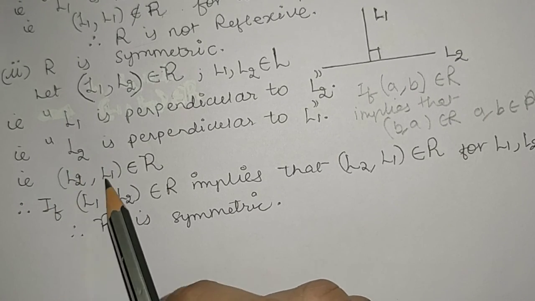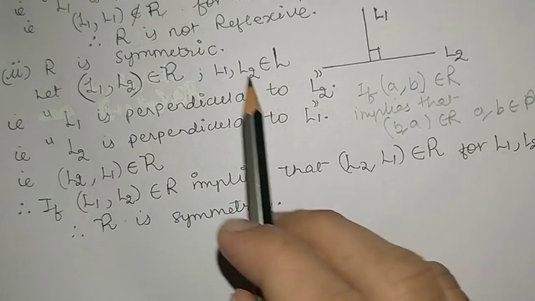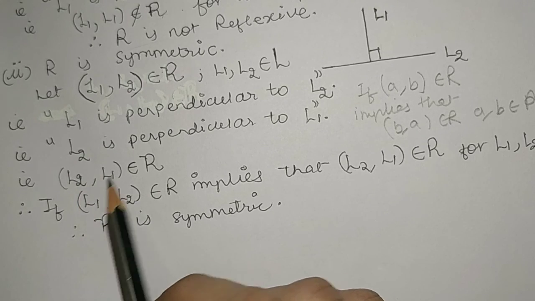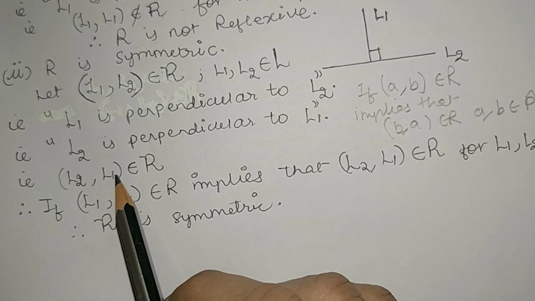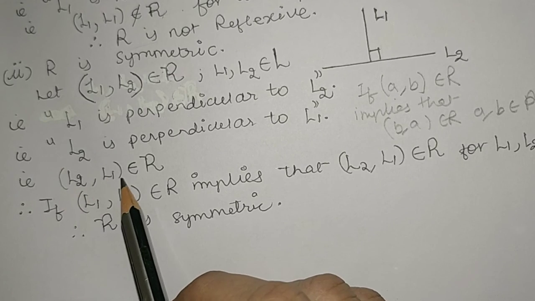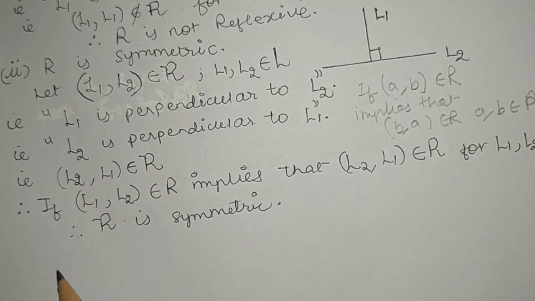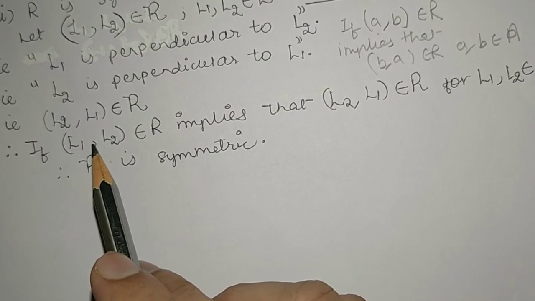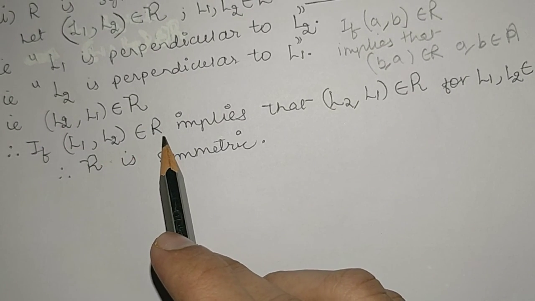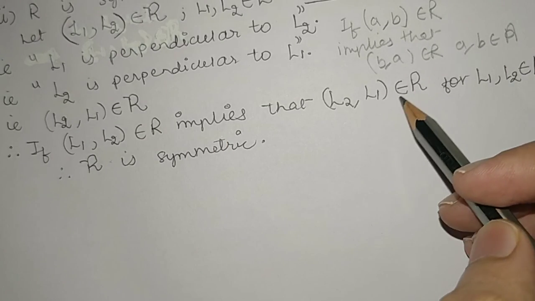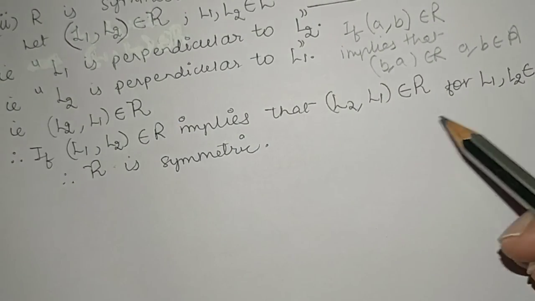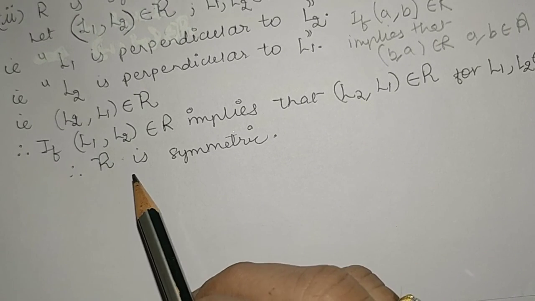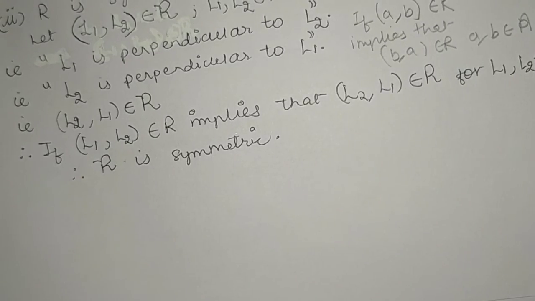So that is L2 comma L1 belongs to the set R. Order is important here. Since L2 is first, we write L2 first, and L1 is second, so we write it second. So the element L2 comma L1 belongs to the set R. So now what we got? If L1 comma L2 belongs to the set R, this implies that L2 comma L1 belongs to the set R. We have proved it for all L1 comma L2 belonging to the set L. Therefore R is symmetric.